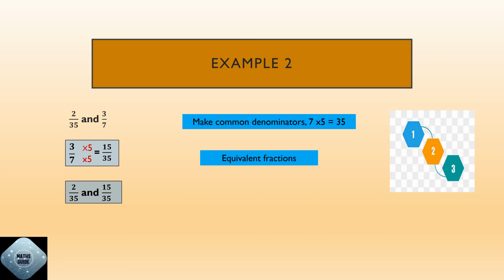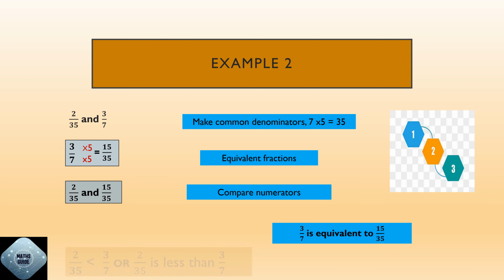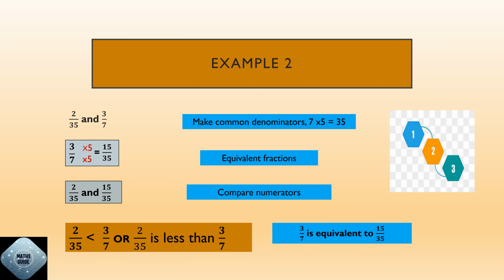Now they are like fractions as their denominators are equal. Now start comparing their numerators. As 2 is less than 15, we can easily say first fraction is less than second fraction. By comparing original fractions, we can easily say 2/35 is less than 3/7.